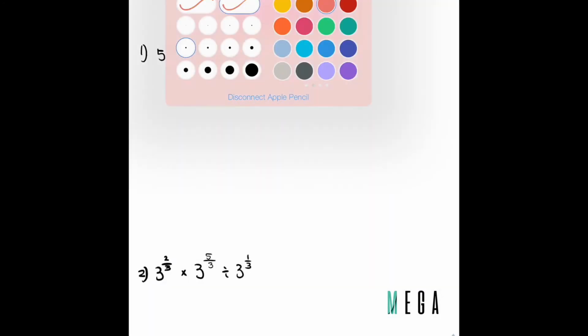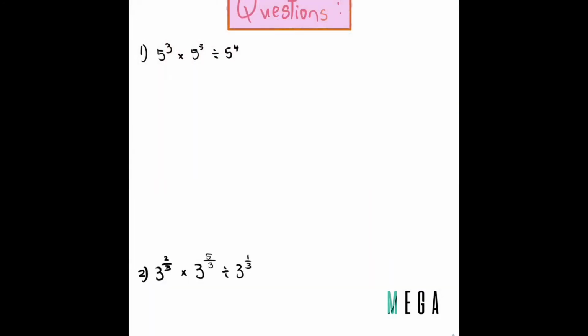Okay guys, right now let's look at some of the questions that we face in the exam. Let's look at the first question. Let's say I have 5 cubed multiplied by 5 divided by 5 to the power of 4. Remember, from the law of indices, multiply is plus and divide is basically a minus. So the answer will be 5 to the power of 3 plus 1 is 4, 4 plus... 5 to the power of 3 plus 5, 8, 8 minus 4, 4. That will be the answer for the first question.